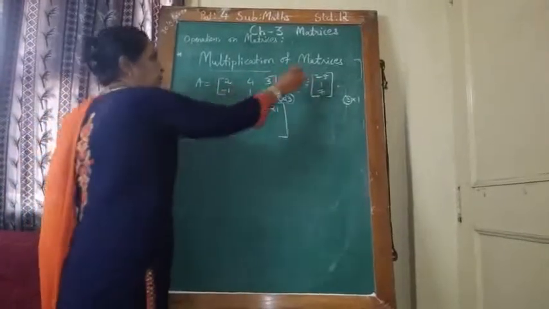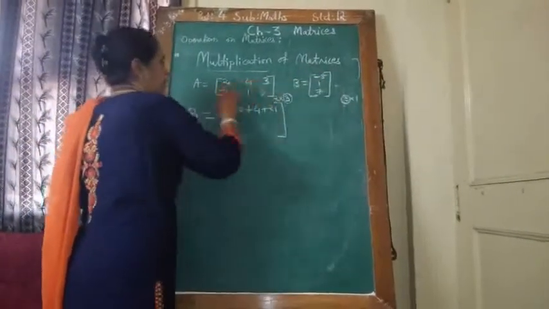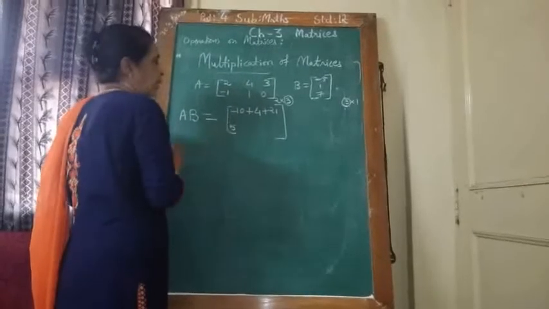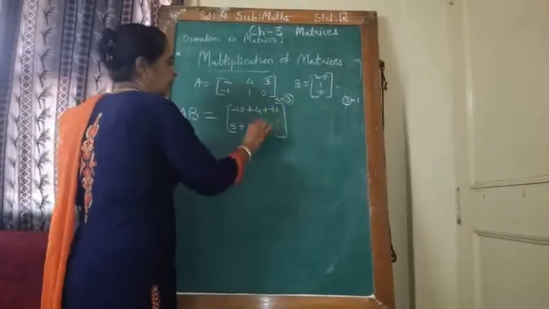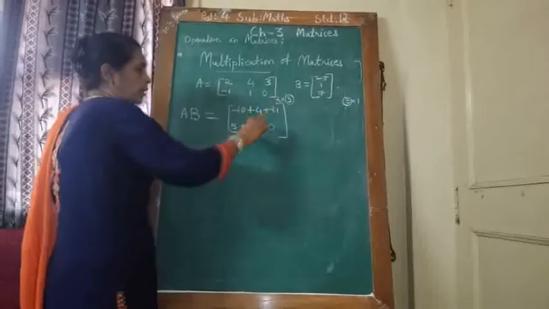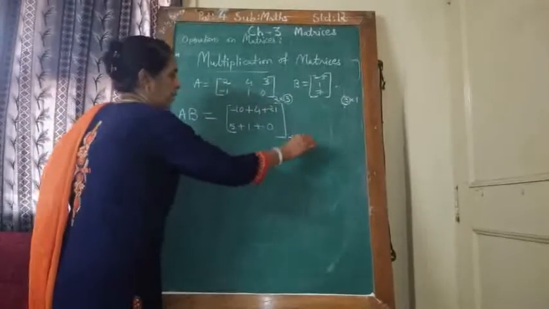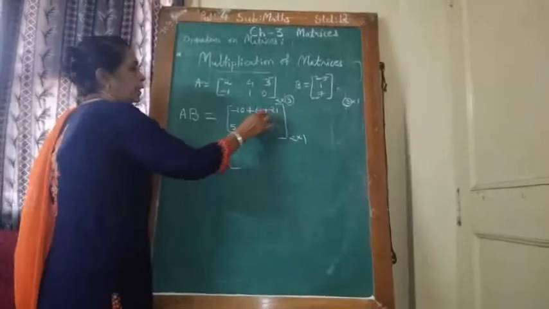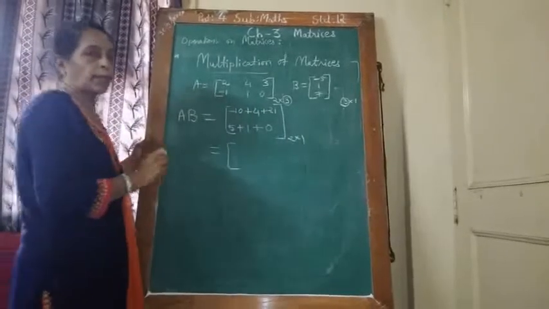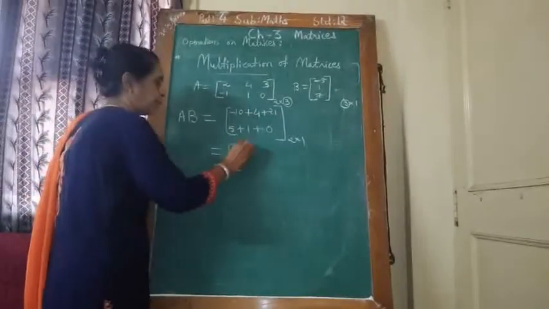Okay, now second row with first column. So minus 1 into minus 5 is 5, 1 into 1 is 1, 0 into 7 is 0. So these are 2 rows and 1 column, a 2 cross 1 matrix, the output matrix. And if you simplify this, then 21 plus 4 is 25, 25 minus 10 is 15.